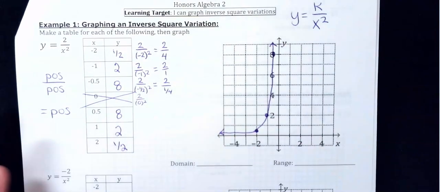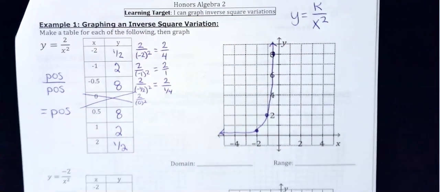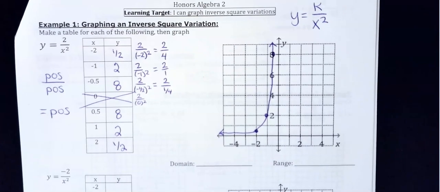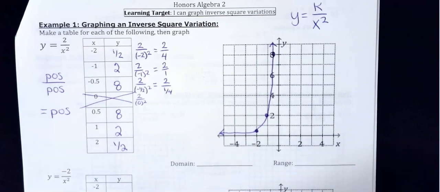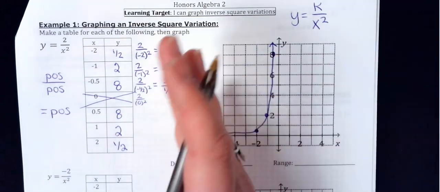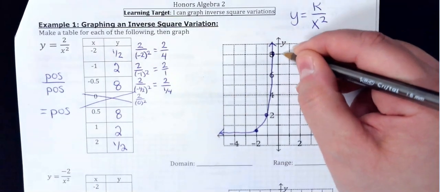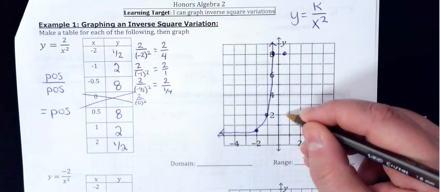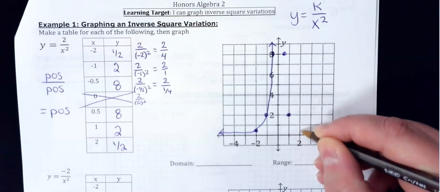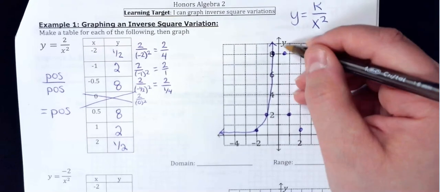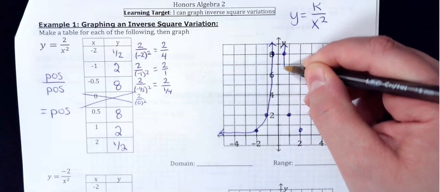And the difference from inverse square, which is what we're doing today, and just an inverse, is the branches are going to be in the same part of the graph. Like they'll either both go up or they'll both go down. So in this case, the branch, it's just going to be a mirror image over the y-axis if you plot these points. So the branches are both going to point the same direction here.